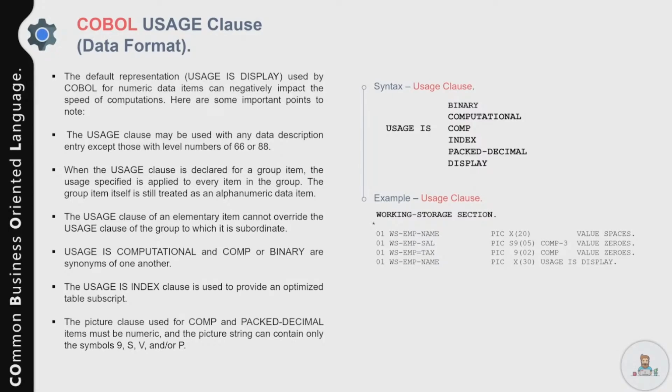The next one is ws-emp-text, defined as 9(2) COMP, with initial value 0. After that, we have ws-emp-name, which is defined as X(30), and right now we have defined its usage as DISPLAY. So this is how you can use the usage clause to improve the overall efficiency of the COBOL program.